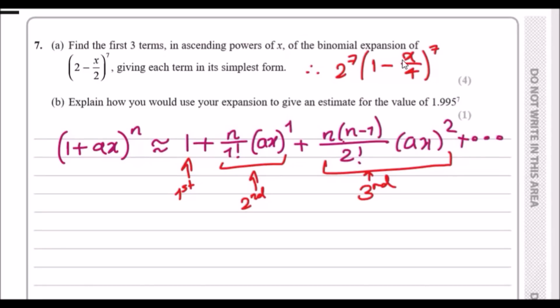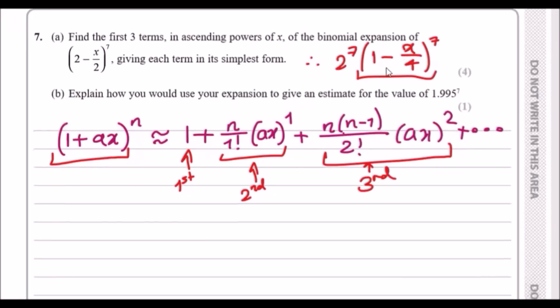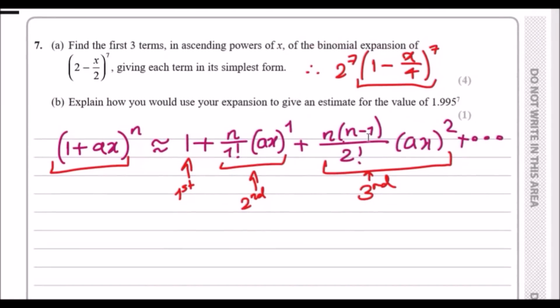So far so good. So now this part here looks a bit like the 1 plus ax term, where 1 is 1, and now you've got minus a quarter, which is a, and you've got x, and n is 7. Now all you do is literally just plug this into the formula. So we can say, okay, therefore, and just sticking 2 to the power 7 in front of it for later calculation, we can say that the binomial expansion is going to be 1 plus, and instead of n, we're going to have 7, so 7 over 1, which is 7.